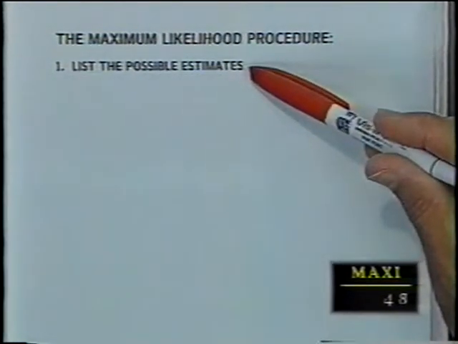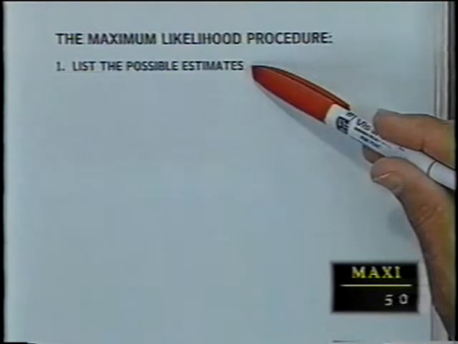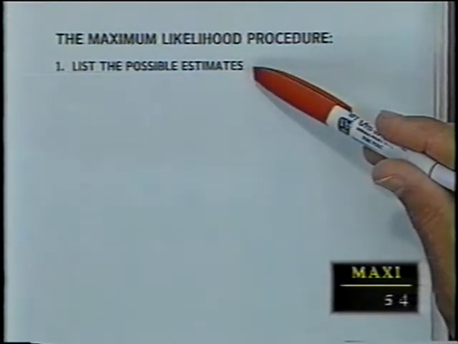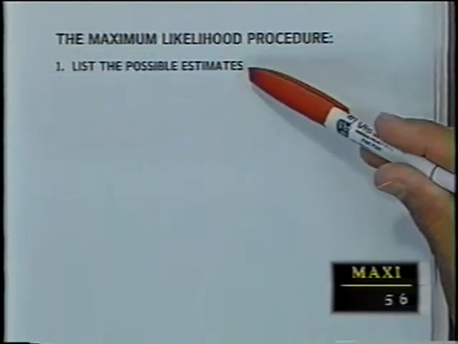The maximum likelihood procedure, well, here's the way I like to say it. Let's list all the possible estimates. Remember what an estimate was? We said that something causes the data. Some parameter causes the data. Some situation, some real situation.